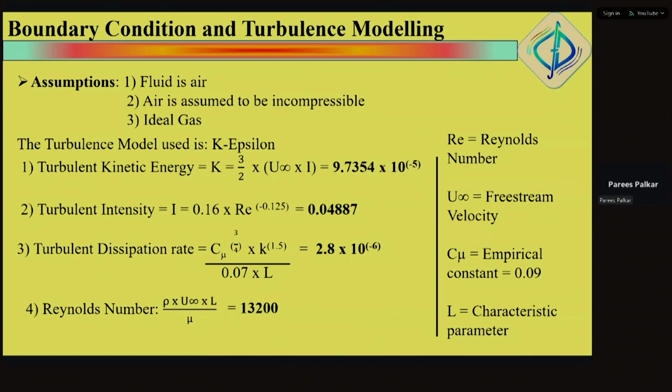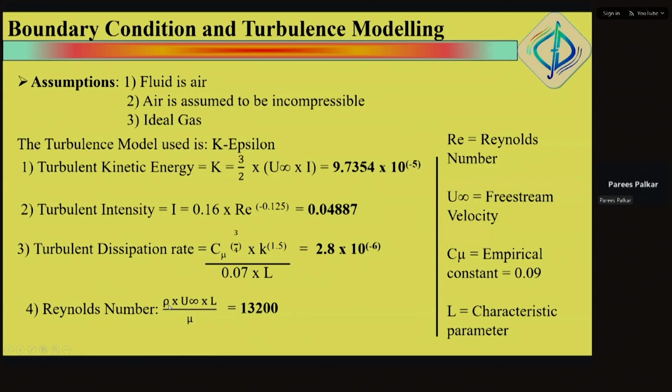So we have to calculate some numbers to put into the zero dictionary to carry out our simulation. We need the values of k, which stands for turbulent kinetic energy, turbulent intensity, which is I, and turbulent dissipation rate, which is epsilon, and we have calculated the Reynolds number. Going first, let us see how the Reynolds number is calculated.